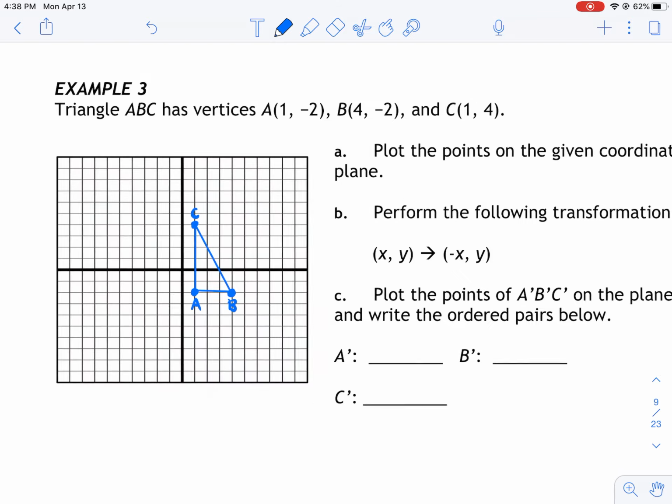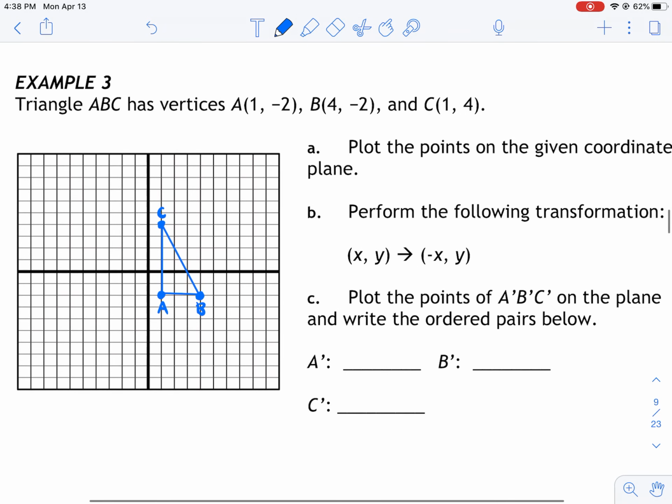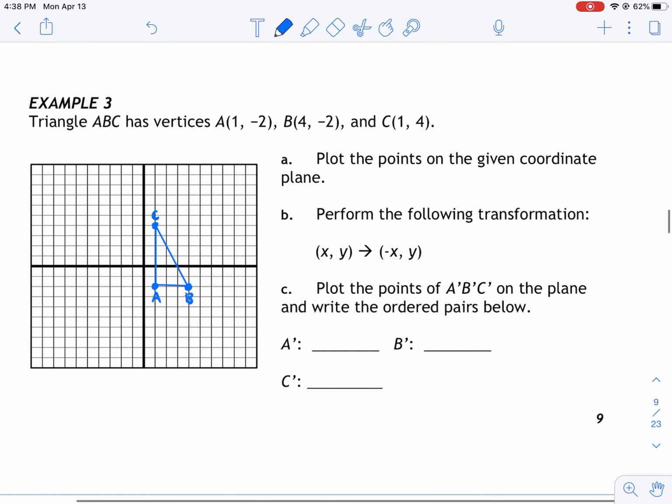So I have point A, point B, point C. Okay, and then you need to figure out what reflection to perform using this notation and perform it. Okay, I'll pause for a second, and then I will come back and we'll go over the answer together.